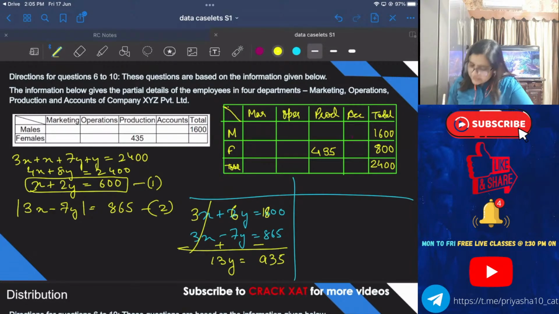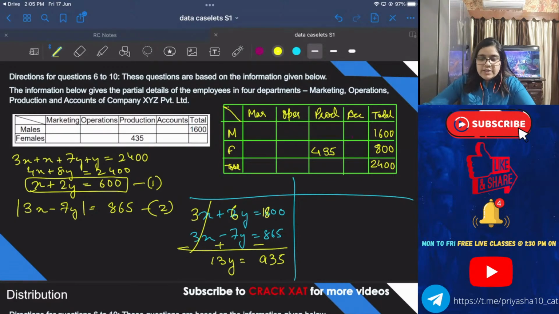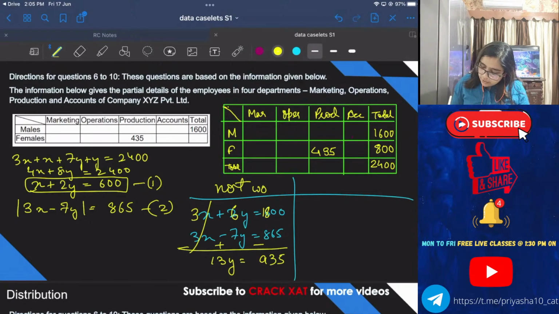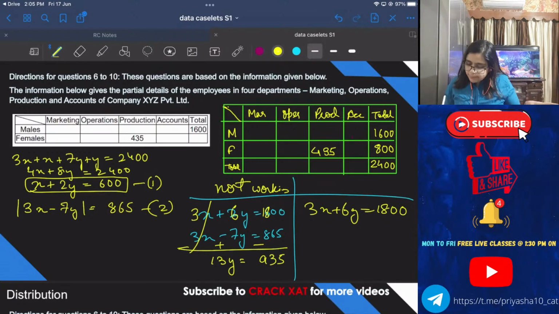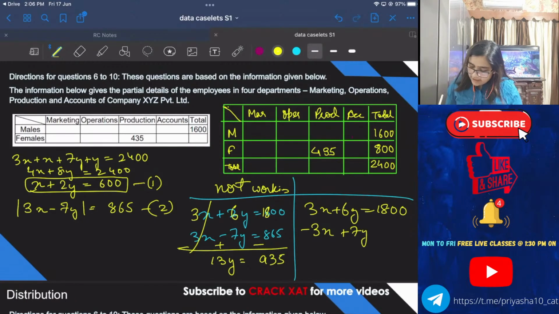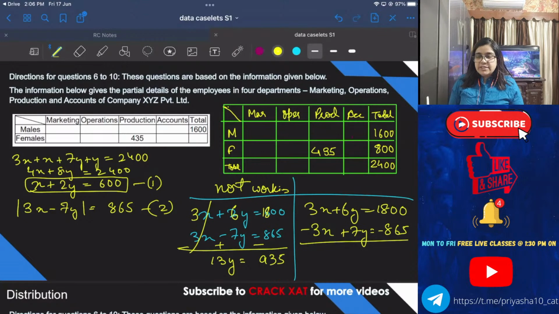Now tell me, 935 is divisible by 13? Yes or no? No, it's not divisible. Okay, since it's not divisible, I can't have a fraction of number in a particular company. That means I can't take this value, not working. Okay, I will go with the other value, 3x plus 6y is equals to 1800, and over here I'll take the ulta pulta thing. Ulta pulta thing means what? They make it as minus 3x plus 7y is equals to minus of 865. Now this can give me a consequent answer.